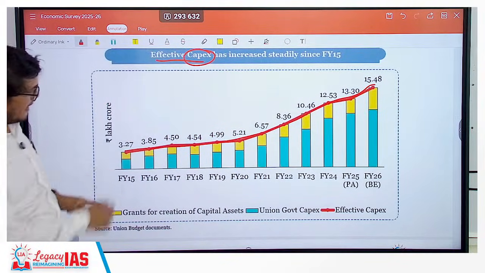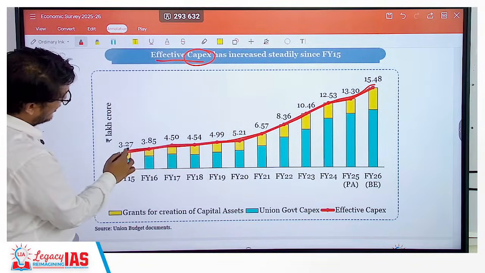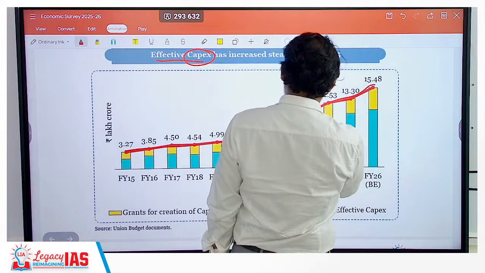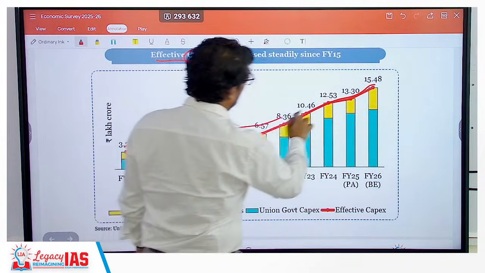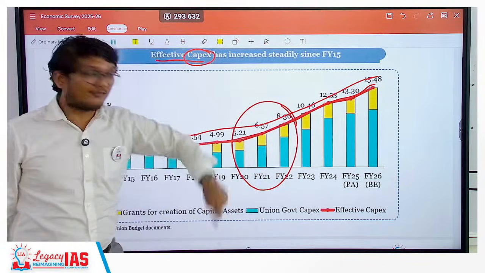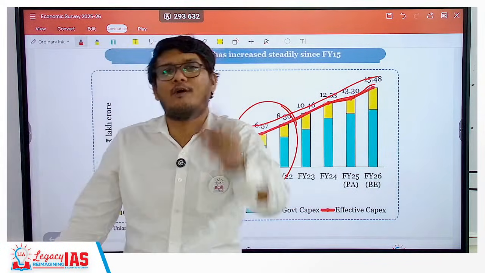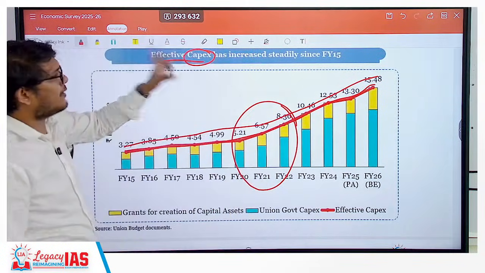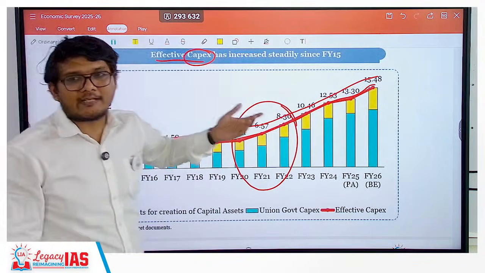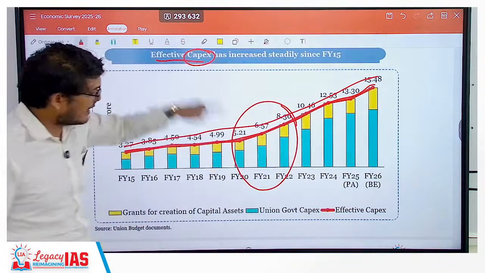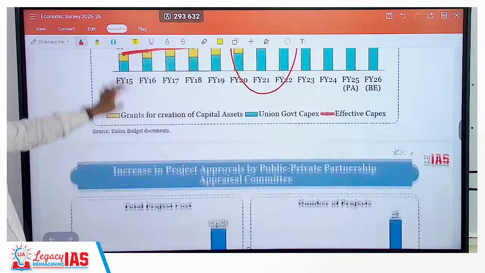In fact, is there any dip? There is no dip at all. This is an increase. There has been no dip at all. Even during the COVID period, there is no dip. Why? Because even at that time, the government was the one who was spending in capital expenditure. So this is a very important thing to remember, because in other things you are saying that during COVID it has gone down, but it has not gone down even during the COVID period.